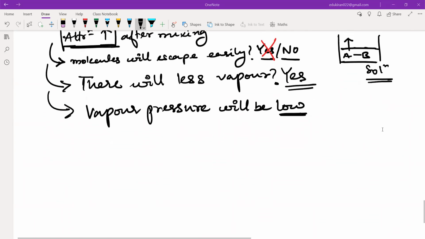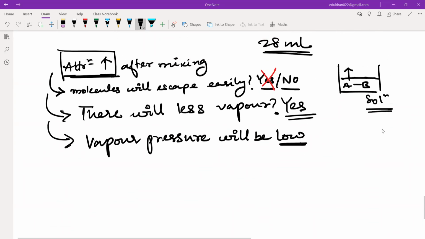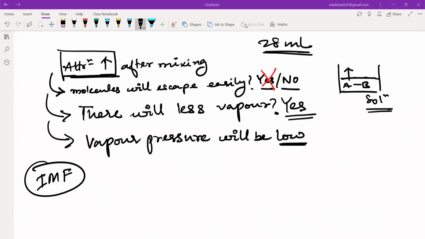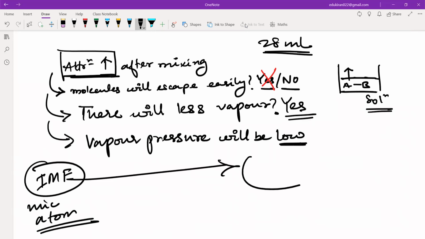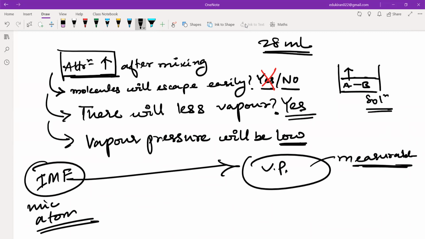Now what we have, how we have seen, यहाँ से आप start कीजिए अगर, intermolecular force of attraction, which is it measurable? No, you can't measure intermolecular force of attraction in a simple laboratory, right? We have come from a very microscopic, atomic or molecular point of view, and we have elaborated and come up till vapor pressure, which is measurable. If you see vapor pressure, you can easily measure by using barometer or manometer.